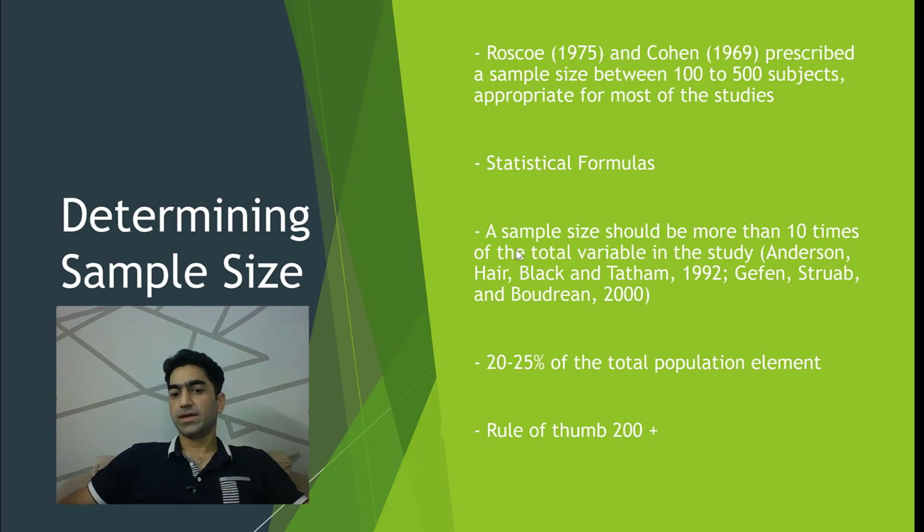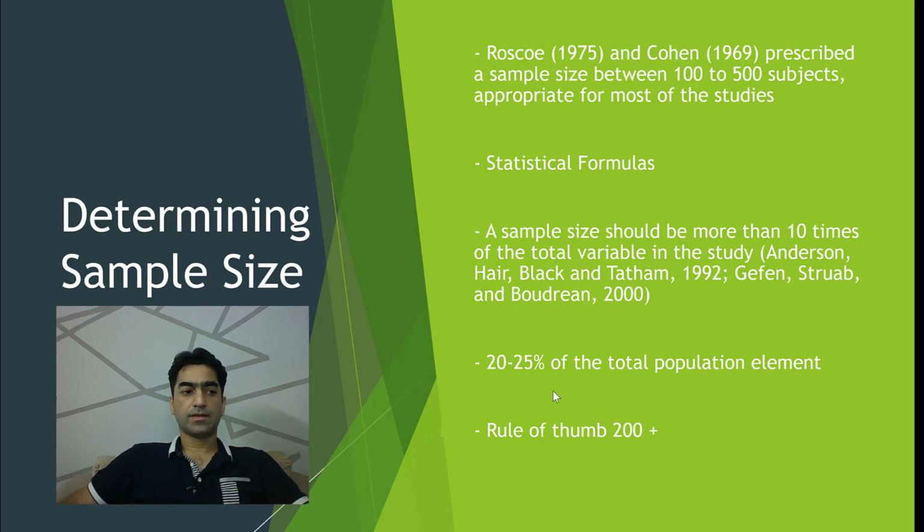Then there is another way, and that is the sample size should be more than 10 times the total variables in the study, and these are the references. So these authors prescribed that the sample size should be more than 10 times the total variables. If you have 10 variables, it means your sample size should be 100 or greater than 100.